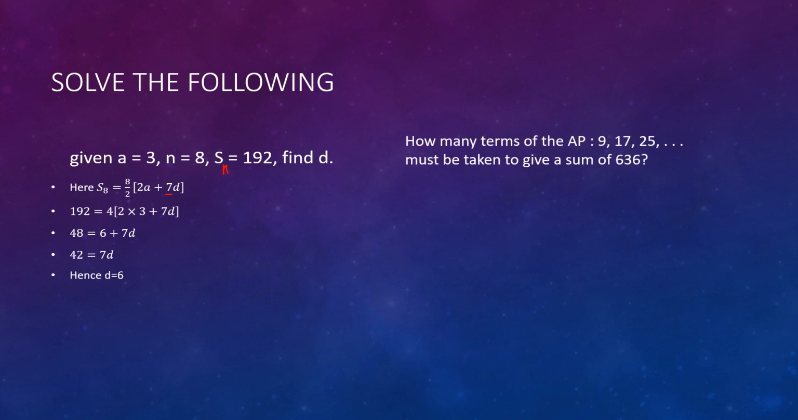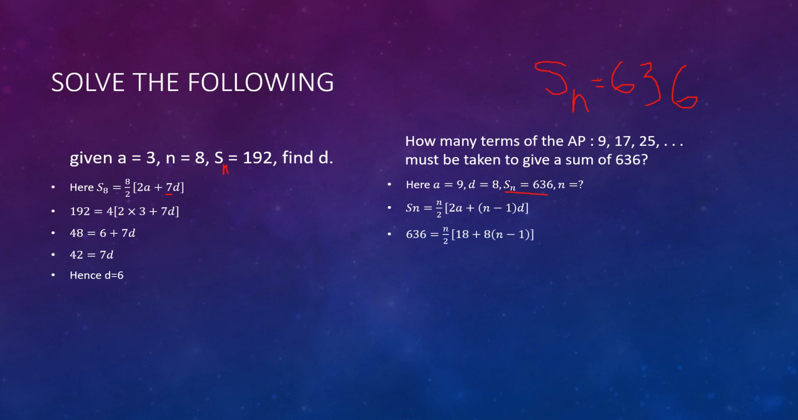How many terms of AP must be taken to give a sum of 636? So here Sn is given as 636. Correct? A is given as 9. D is given as 8. Sn is given. You have to find n. Again apply the formula Sn. So Sn is n by 2 times 2a plus n minus 1 d. So 636 equals n by 2. A is 9, 2 9s are 18. D is 8. So let's simplify.